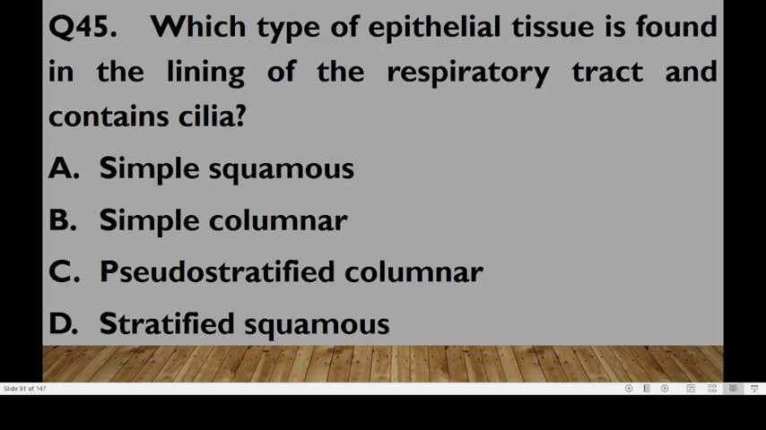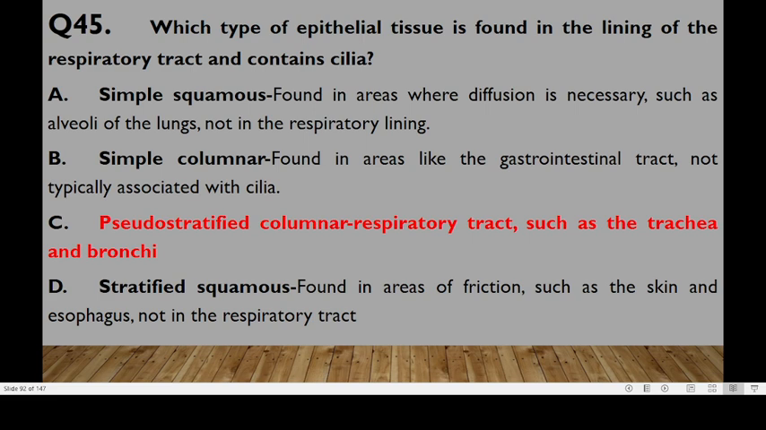Which type of epithelial tissue is found in the lining of the respiratory tract and contains cilia? Pseudostratified columnar will be found here. Simple squamous will be found in areas where diffusion is necessary. Simple columnar is found in areas like the gastrointestinal tract, and is not typically associated with cilia. Stratified squamous is found in areas of high friction, such as the skin and the esophagus, and not the respiratory tract.